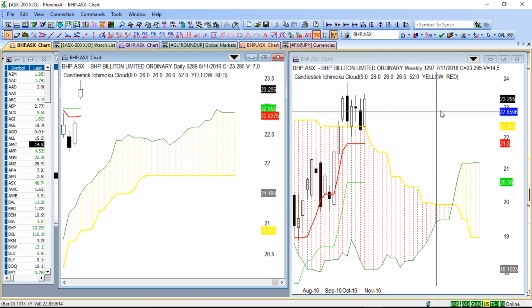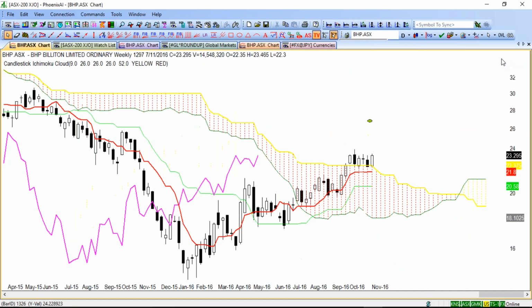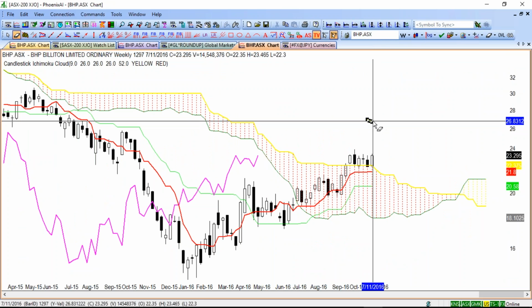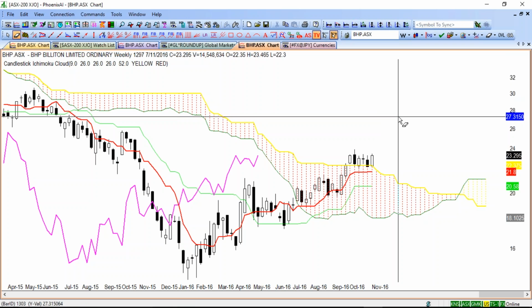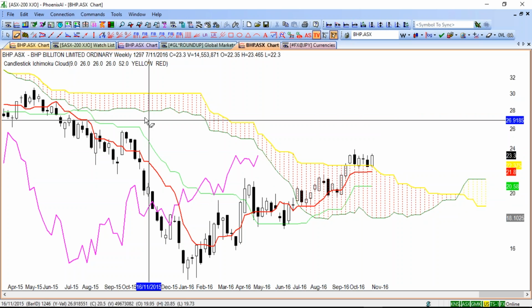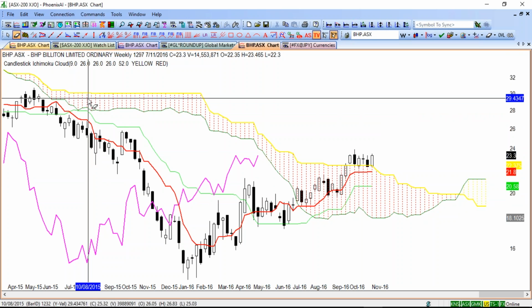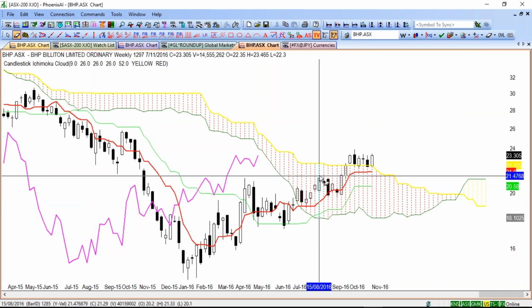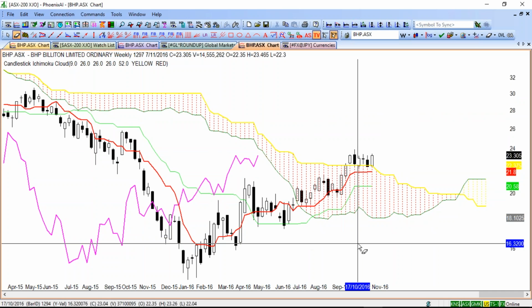Okay, BHP. Let's take a look at BHP on a weekly basis. This is really, really interesting. This is where I think it sort of comes into its own. Here we can see BHP, the cloud in BHP. This is a weekly chart of BHP. The cloud has been quite bearish, a very thick cloud here during August, September.